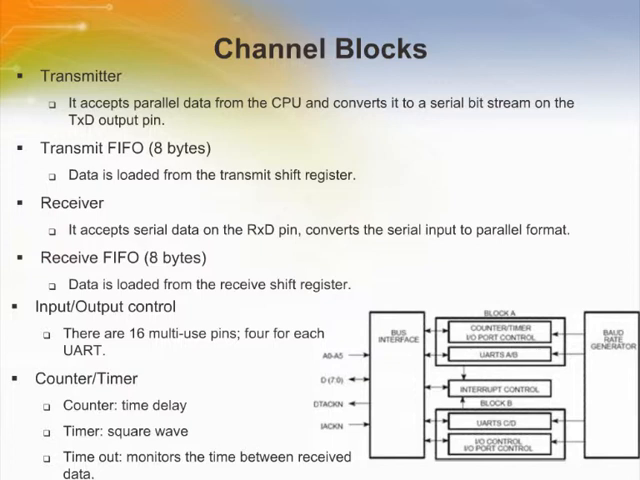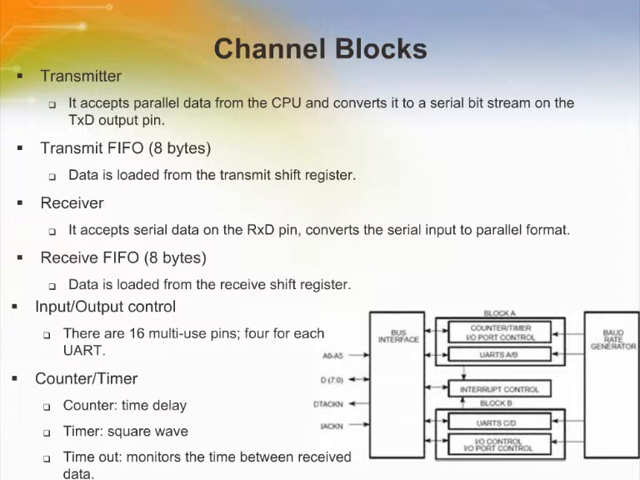high. The receiver accepts serial data on the RxD pin, converts the serial input to parallel format, checks for the start bit, stop bit, parity bit, or break condition, and presents the assembled character to the CPU via the receiver first in first out. There are 16 multi-use pins, 4 for each universal asynchronous receiver transmitter. They can be individually programmed to be inputs or outputs.